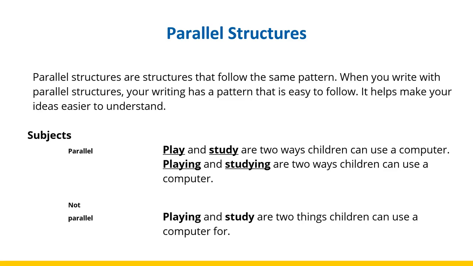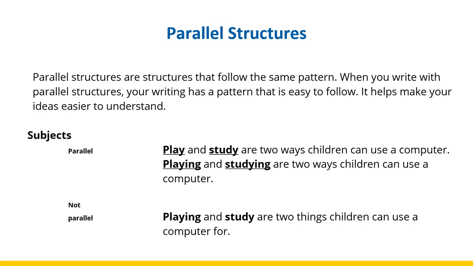Here you see a couple of sentences. The first one shows parallel. Play and study are two ways children can use a computer. As you see, play and study are in bold, and they are parallel in this case. The following one is another example of a parallel sentence. Playing and studying are two ways children can use a computer. So instead of play and study, we have playing and studying. We added the ing ending.